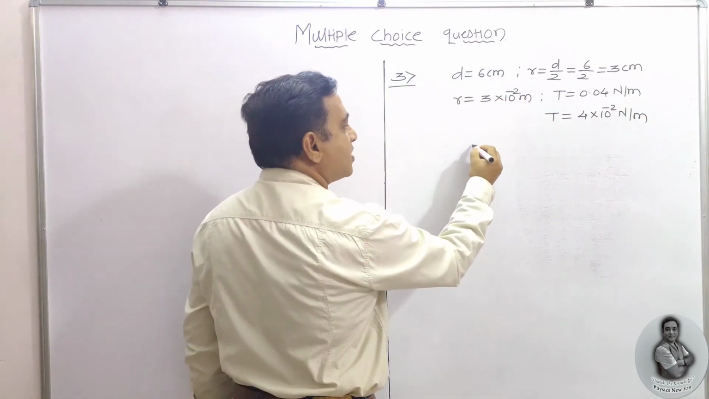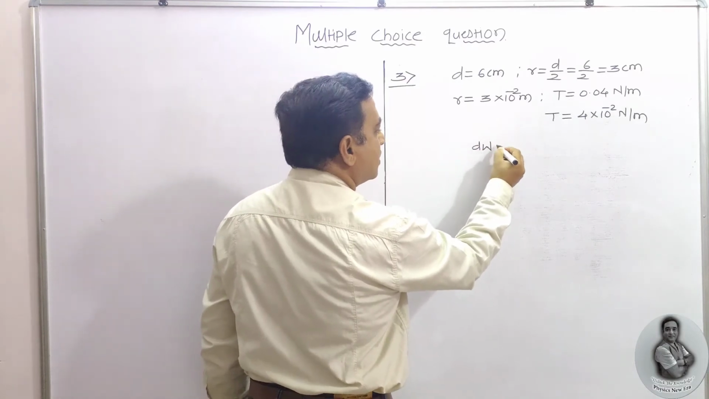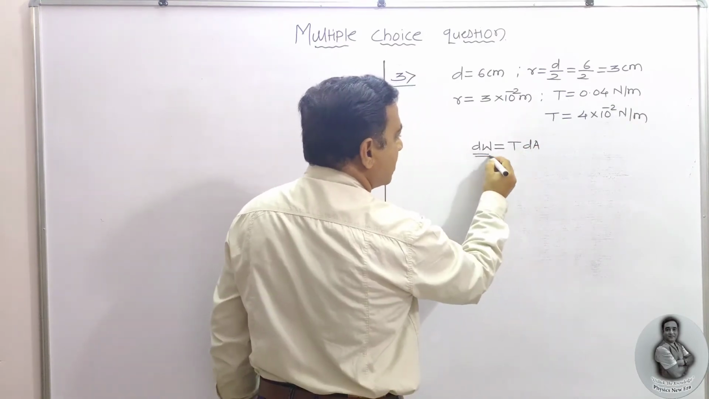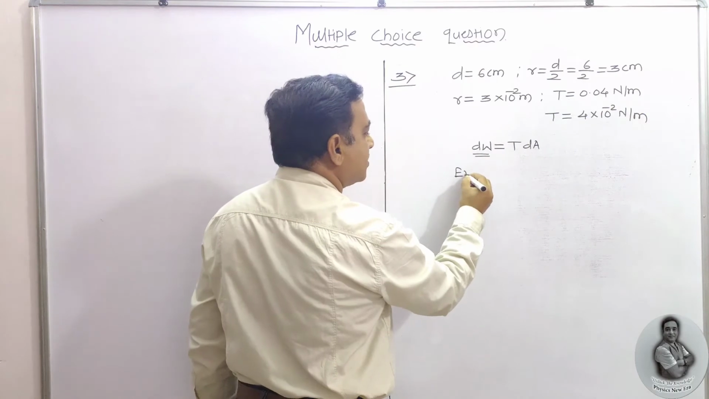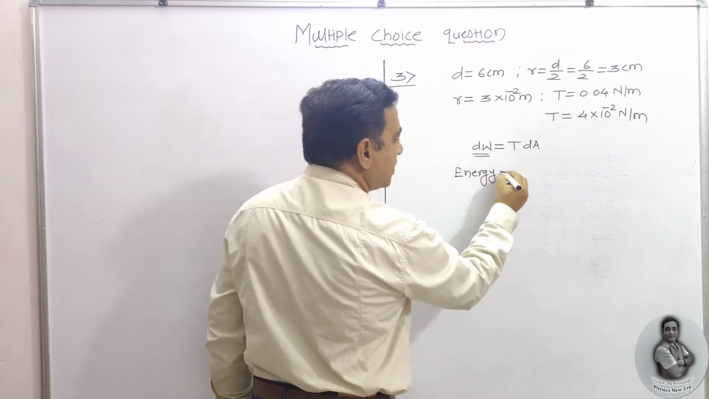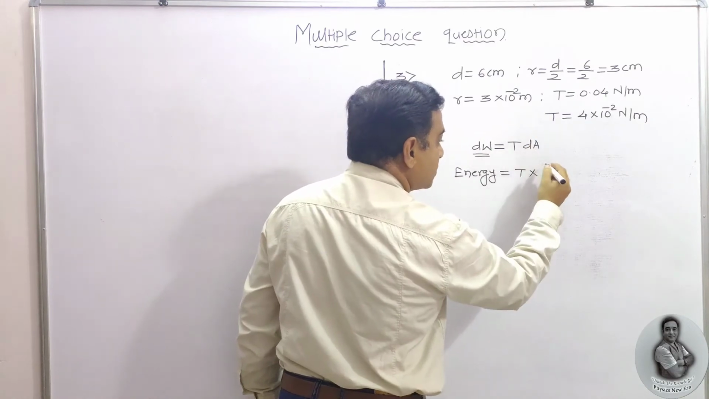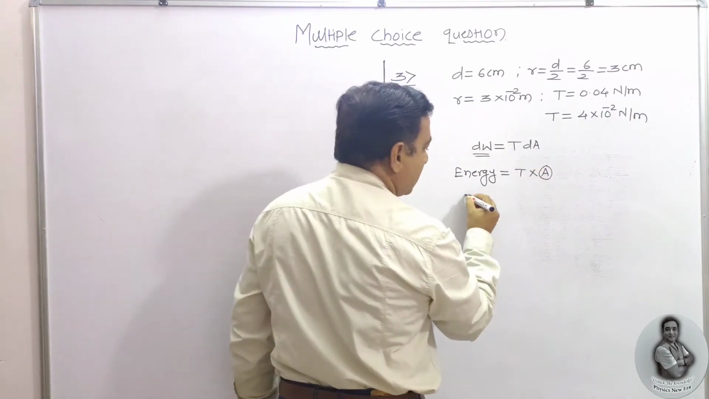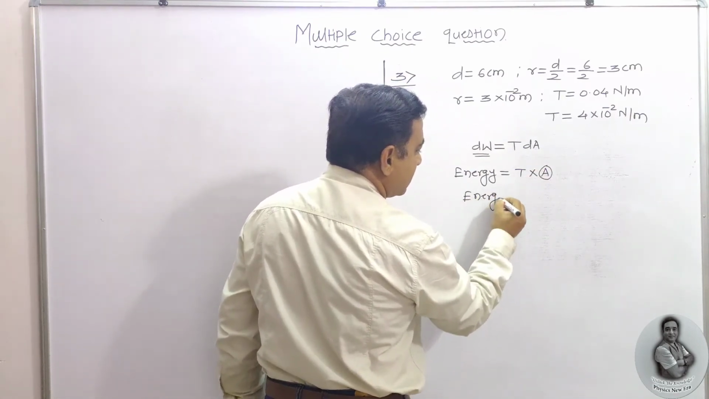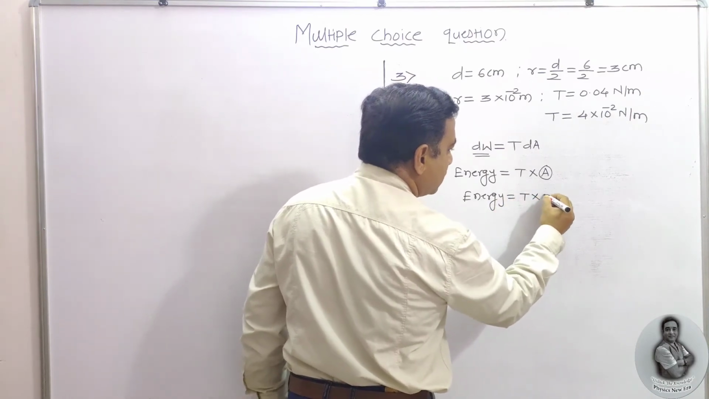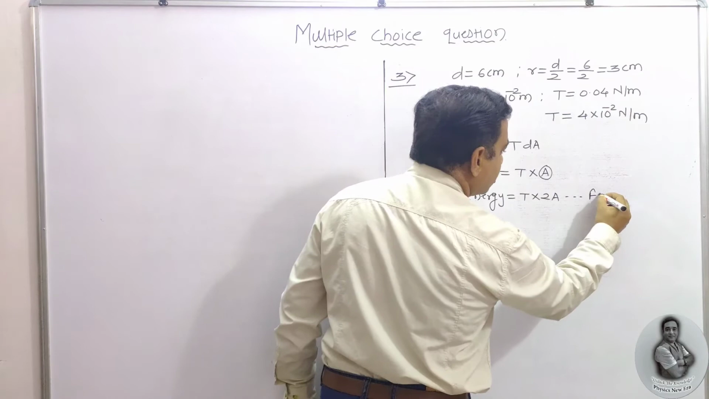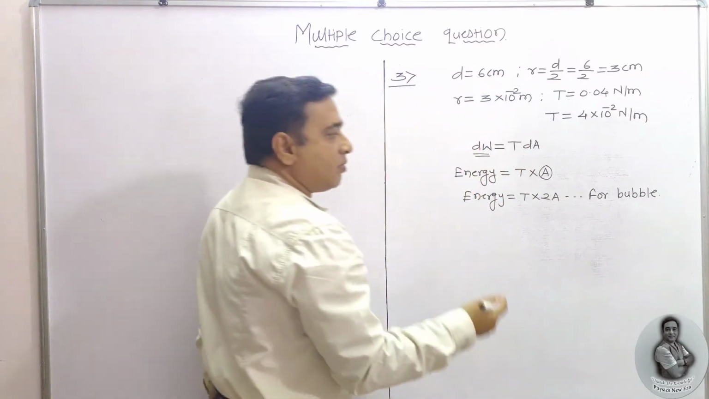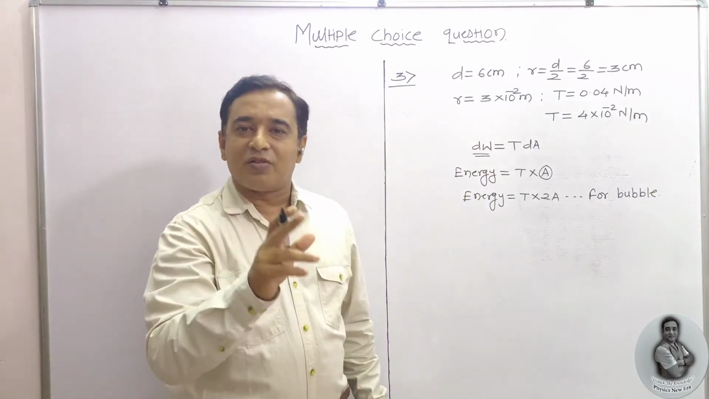As we know the basic formula for the work done, the relation between surface energy and surface tension, this work is converted into energy. So we can term this as energy. What is the energy stored in that? But how many areas does the bubble have? For a bubble, energy is equal to T into twice the A. Because it has two surfaces which are in contact with the air.